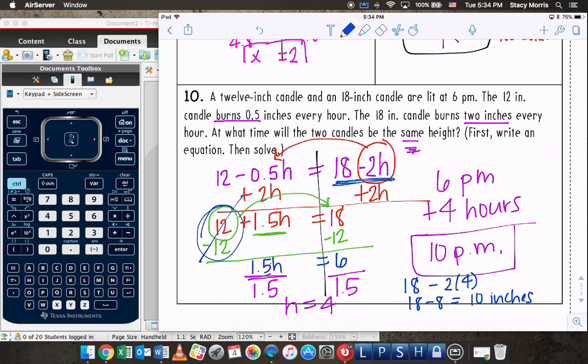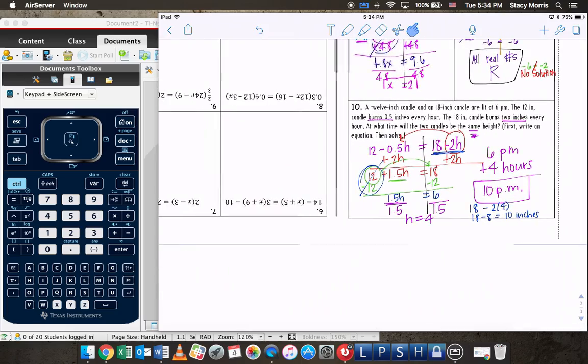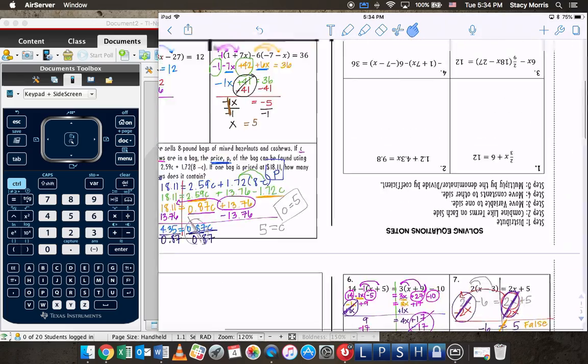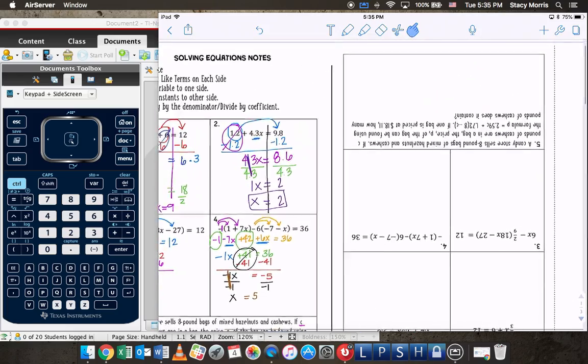All right, that looks like it's the end of those notes. So we will actually put those in our journal when I am back in class.